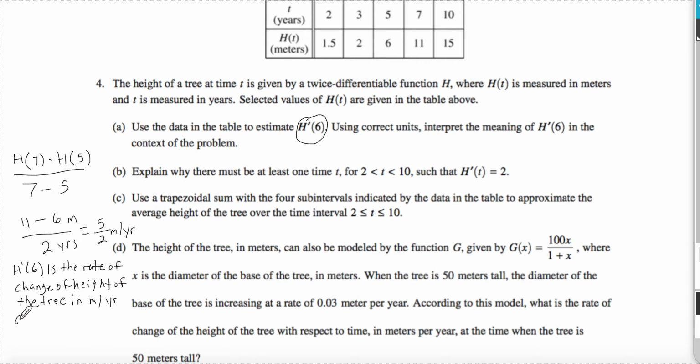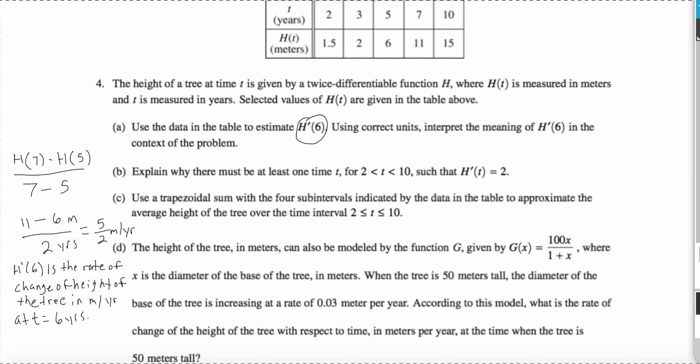And we got to specify the time at t equals 6 years. Notice I'm interpreting the meaning of the derivative, which I didn't actually find, but if I did find this, using correct units to interpret the meaning of this derivative in the context of the problem, that derivative would be the rate of change of height of the tree in meters per year at t equals 6 years. Getting the units, getting the time we're evaluating it at, and its units as well. So this would be 1 point for 5/2 and 1 point for this explanation here with units.